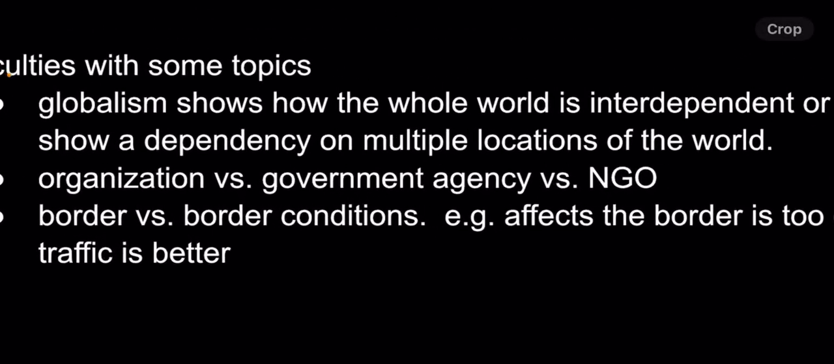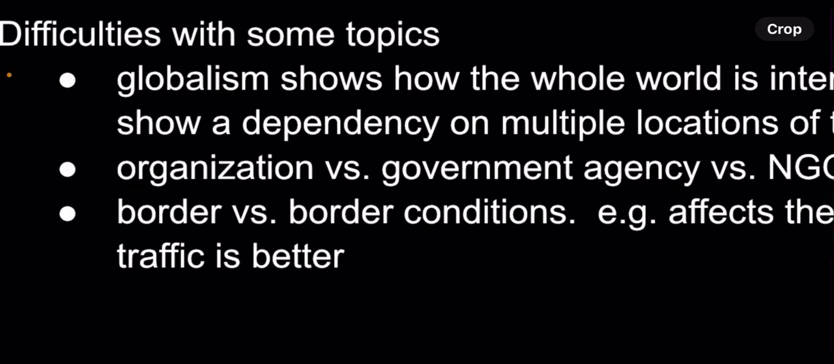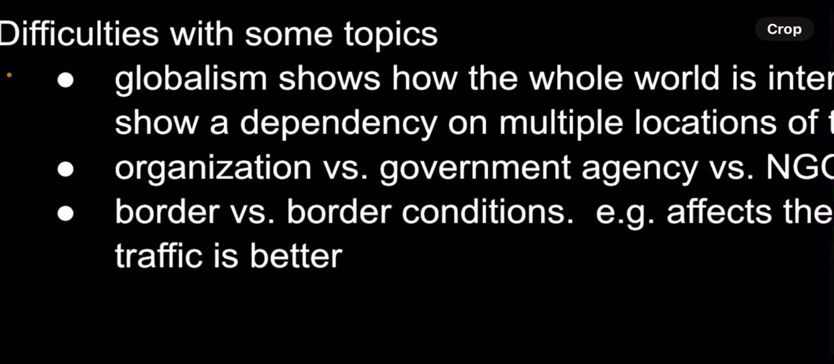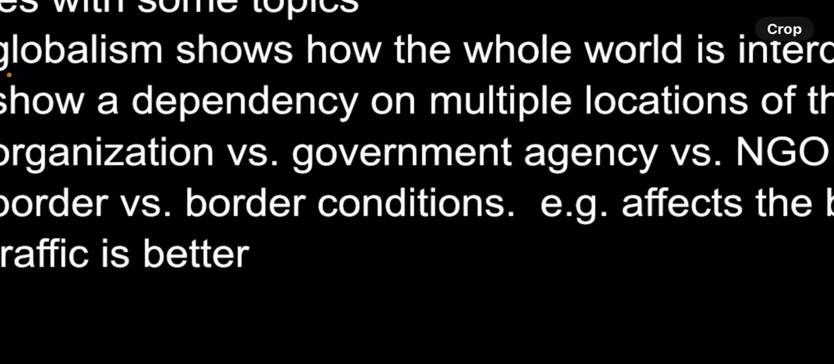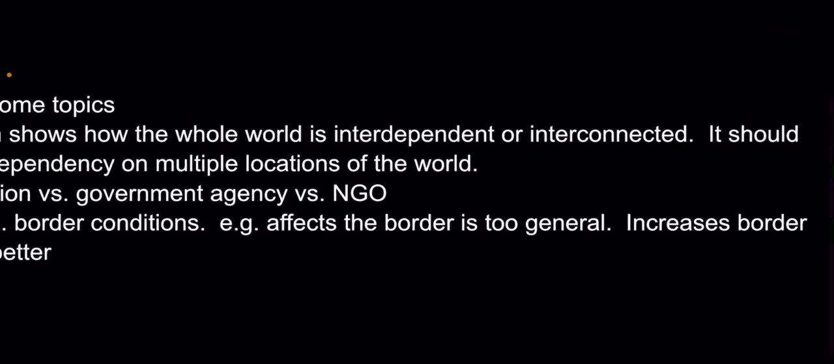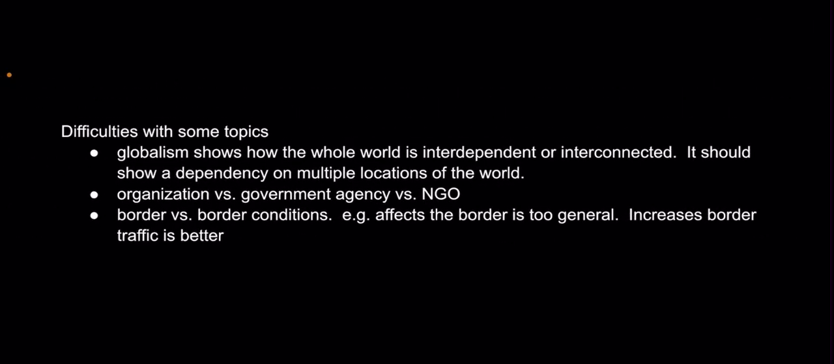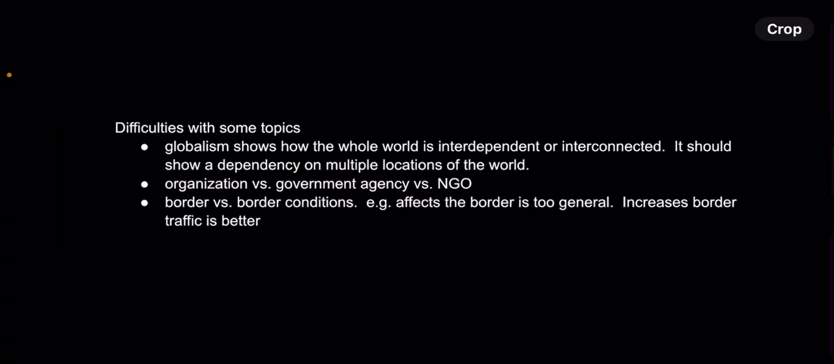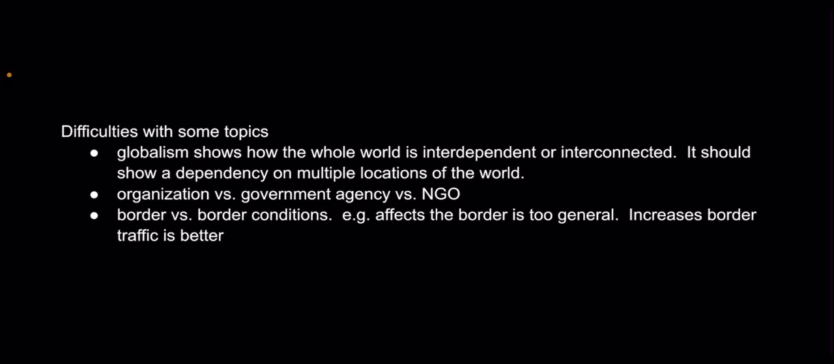And then the last thing, and I think this will really help some people to articulate their ideas better. When you say something affects the border, that might be really difficult to articulate, but you might be able to use border conditions. If you have your center concept as the border, as you're articulating how government affects the border, instead of saying affects the border, which is too general, you might say something like government organization increases border traffic, or government cooperation increases border crossing. That might be a little bit more articulate to get your ideas across.